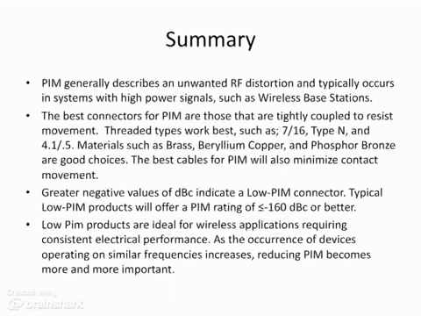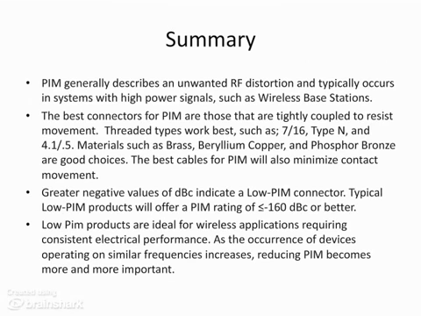PIM generally describes an unwanted RF distortion and typically occurs in systems with high power signals such as wireless base stations. The best connectors for PIM are those that are tightly coupled to resist movement. Threaded types work best, such as 716, Type N, and 4.1, 9.5. Materials such as brass, beryllium copper, and phosphor bronze are good choices. The best cables for PIM also minimize contact movement.